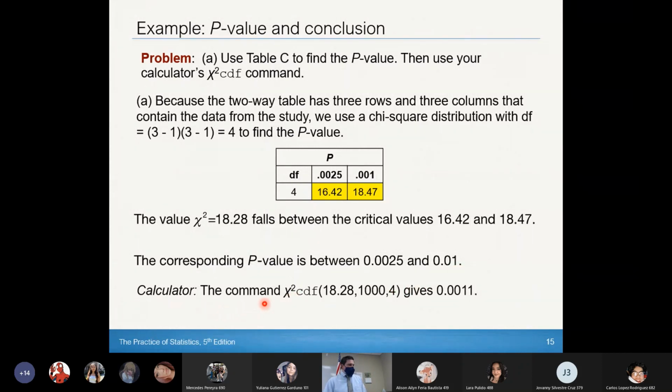Using the calculator, we get the command chi-squared CDF. We have our chi-square statistic as the lower bound, 1,000 as the upper value, and that's because our chi-square distribution is always a greater-than distribution, so we just have an essentially unlimited upper bound for the most part. We could have one, but not in this case. And then our degrees of freedom, and we get 0.0011. Yeah, that's supposed to have another 0 in it.